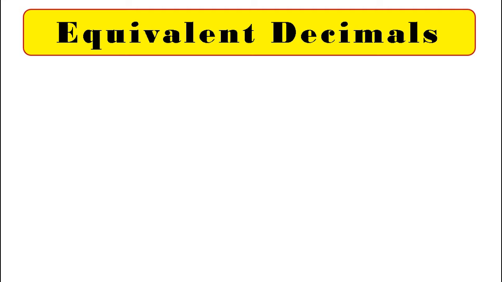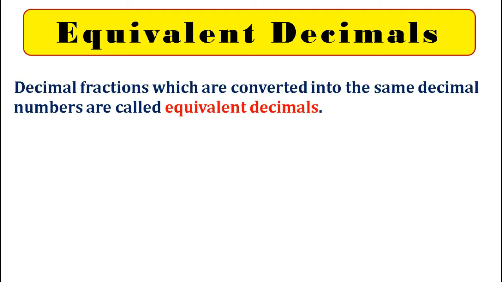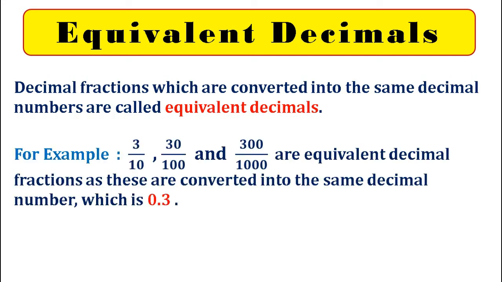The third type are the equivalent decimals. Decimal fractions which are converted into the same decimal numbers are called equivalent decimals. For example, 3 by 10, 30 by 100, and 300 by 1000 are equivalent decimal fractions, as these above fractions are converted into the same decimal number, which is 0.3.